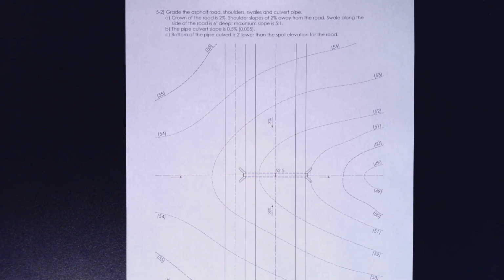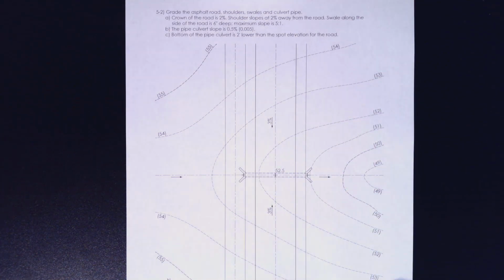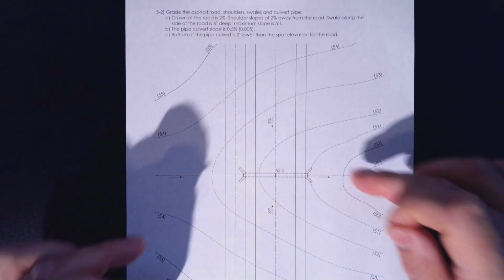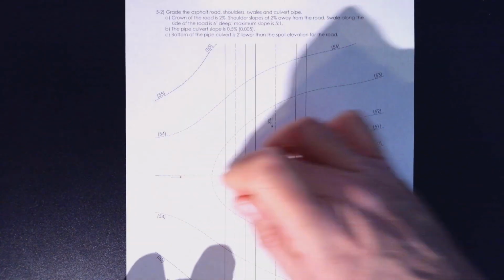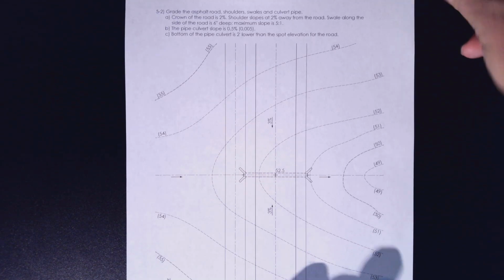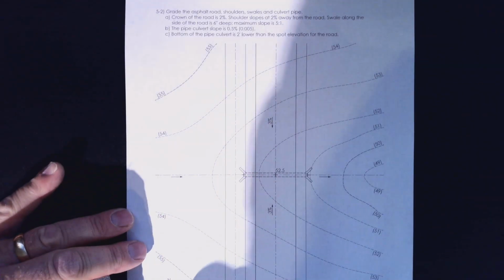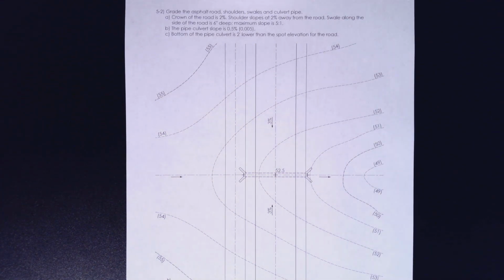This is going to end up in at least two videos. The first thing we have to do is grade the road, the shoulders, and the ditch. Then we're going to grade out the swale and drainage underneath the road. So what we may do is do the road first, and then I'll pause and do another video, so it's not such a long, drawn-out video.